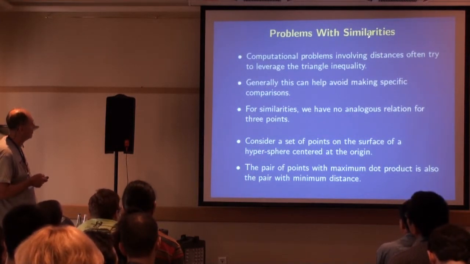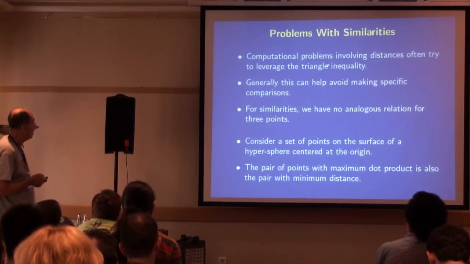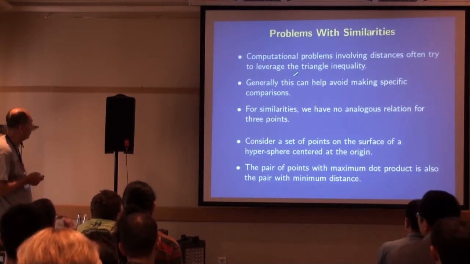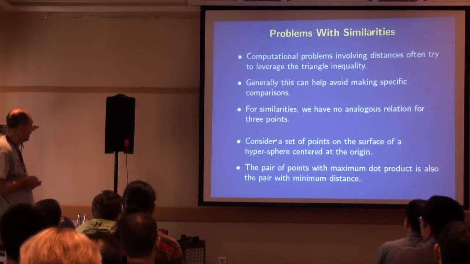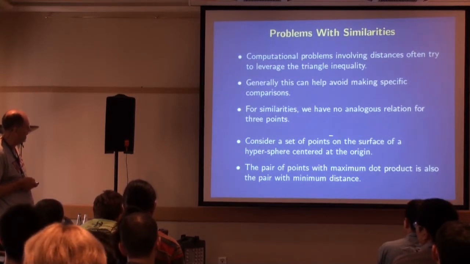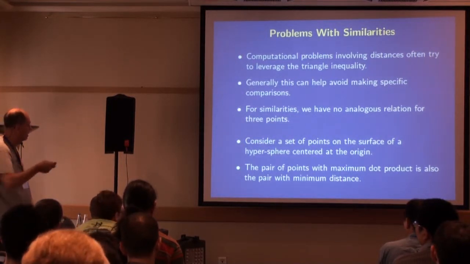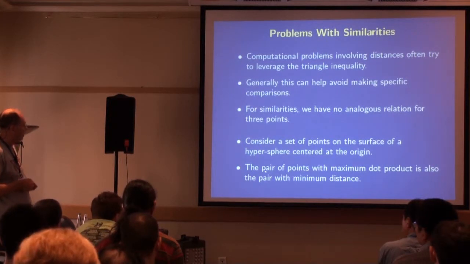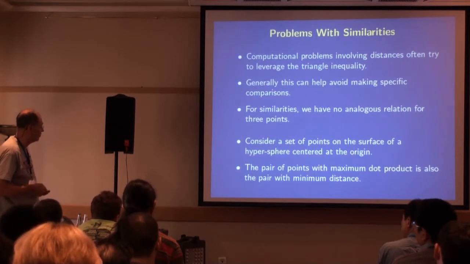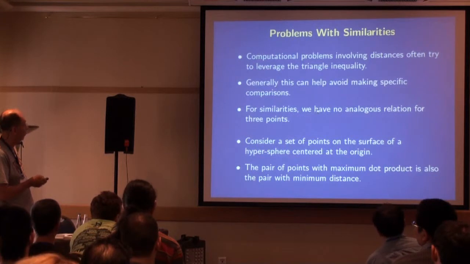We're kind of stuck with similarities here. Back to Pavel's thing, we don't have a triangle inequality, so with similarities you can't help that, and so these text retrieval approaches think about points that are on the surface of a sphere centered at the origin. And the pair of points of the maximum dot product is the pair of points with minimum distance. So if we look at it that way, we can get somewhere.